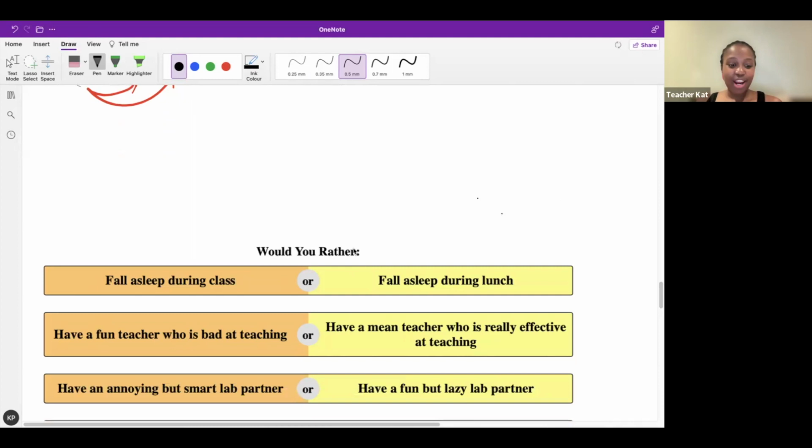Would you rather have an annoying but smart lab partner, like a group work partner, or a fun but lazy lab partner? So someone who's really annoying, like those people who you really can't stand, but they're smart. Or a fun person, but who's lazy.